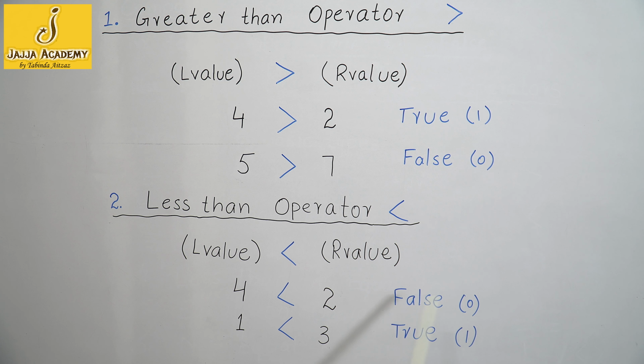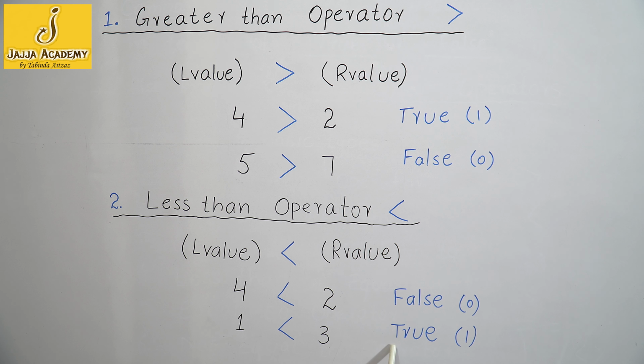In the next example, 1 is less than 3 and 1 is really less than 3. According to the definition of less than operator, the left value should be less than the right value, and 1 is less than 3, so it will generate true or 1.